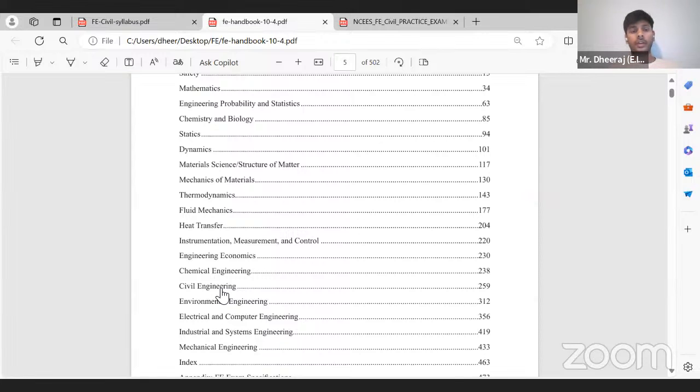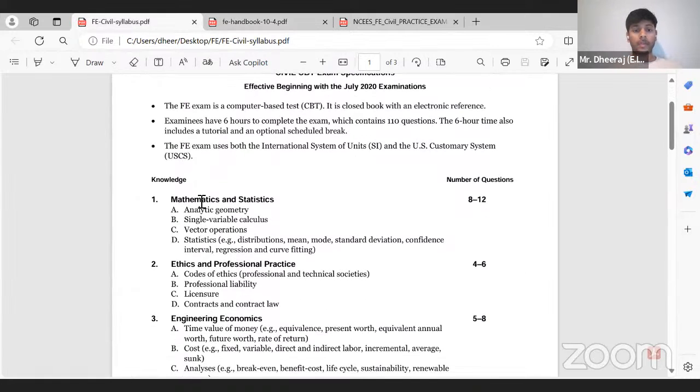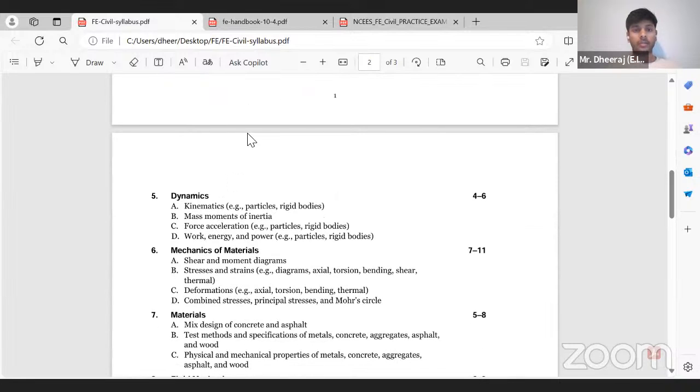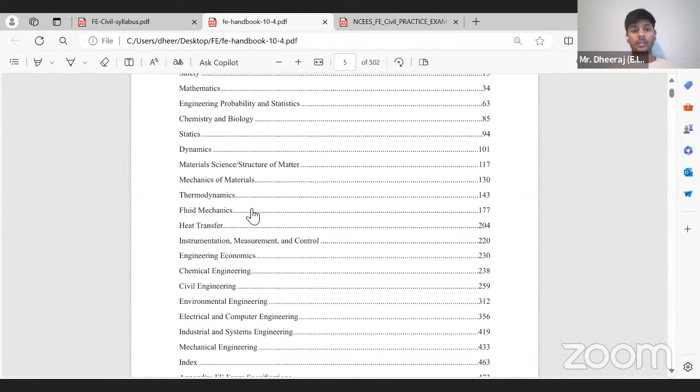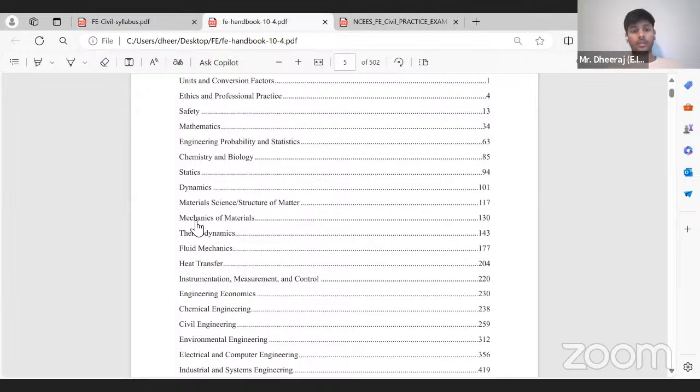If it is not covered under civil engineering, let's go to the syllabus: mathematics and statics, like statics, dynamics, mechanics of materials. These things do not come under civil engineering. You have to understand that here mathematics is here, fluid mechanics is somewhere here, and here mechanics of materials, dynamics, statics.